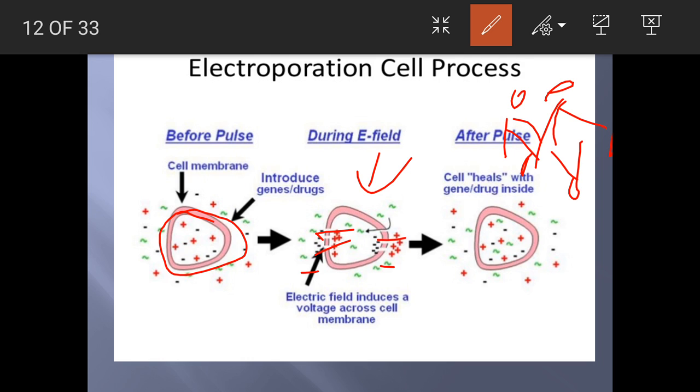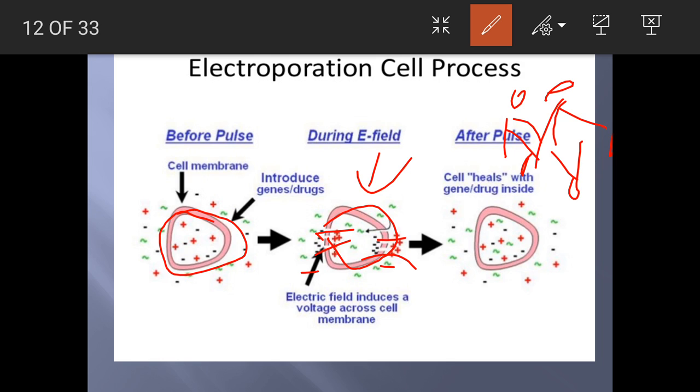Cell membrane is made up of a bilipid layer. So when we apply the electric field to this cell membrane, a disturbance occurs, a rearrangement of the lipids that are found in the cell membrane. Due to this rearrangement, there is a disturbance in the distribution or the arrangement of the lipids, which leads to the formation of pores on the cell membrane.